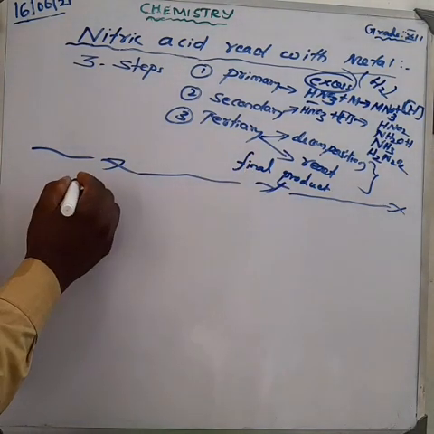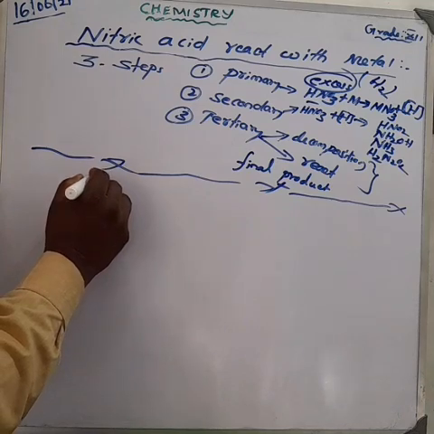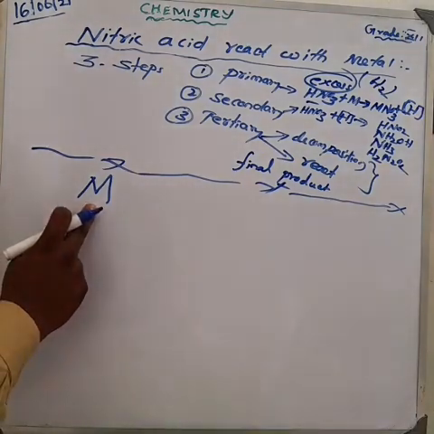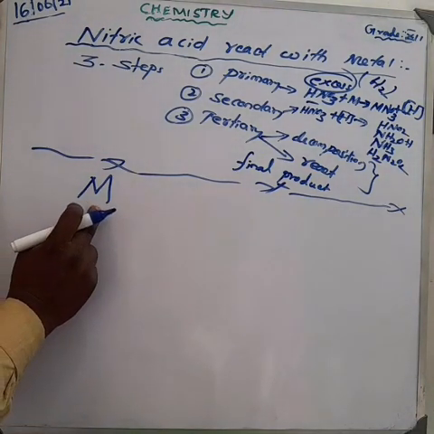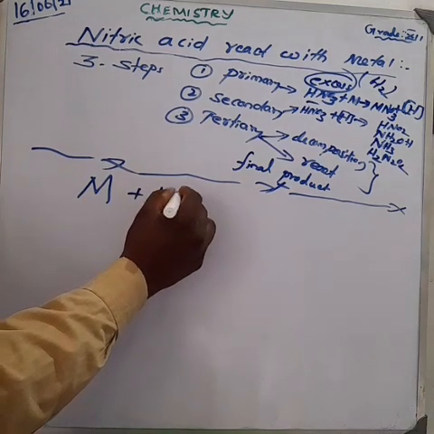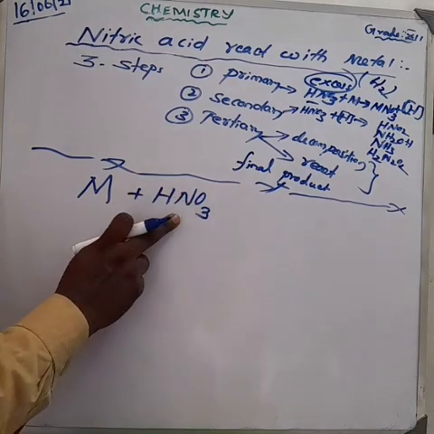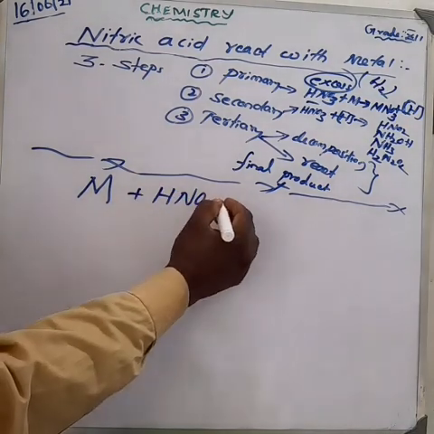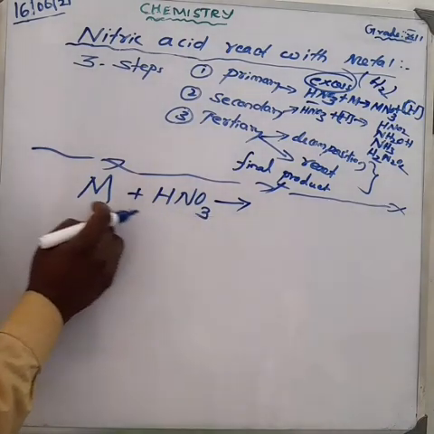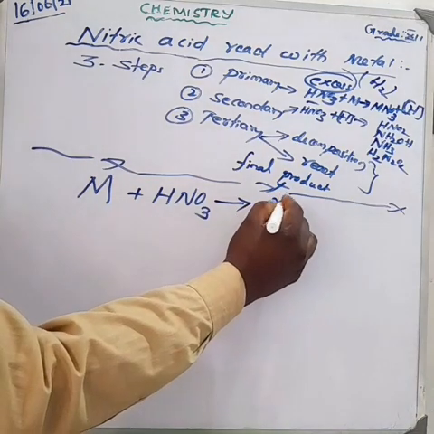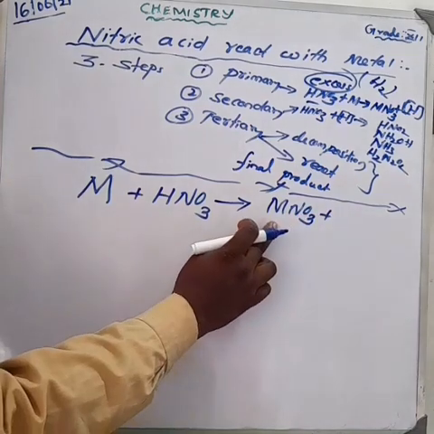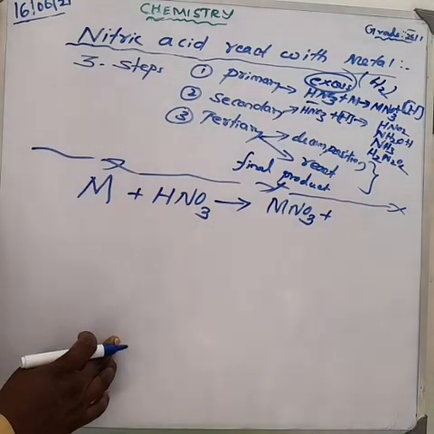The first one, metal. I am taking just M to refer to the metal. Am I right? M means metal. So I'm just going to give you an example. M, that is a metal, reacts with nitric acid. What is the formula? HNO3 gives NO3, which combines with the metal. We get M(NO3)n. That is the metal nitrate. Metal nitrate. Okay.